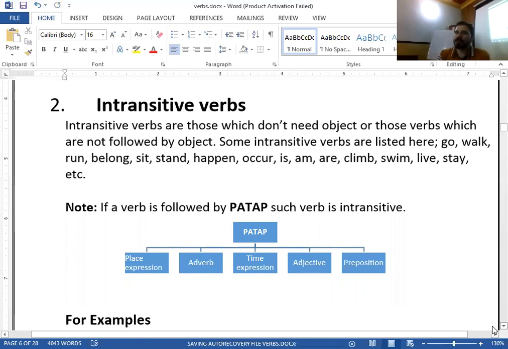Now we want to move to the second type of verb that's called what? Intransitive verbs. What are intransitive verbs? Intransitive verbs are those verbs that do not take an object. Remember that an intransitive verb does not take an object. A transitive verb takes an object; an intransitive verb takes no object. Let me explain it here for you.